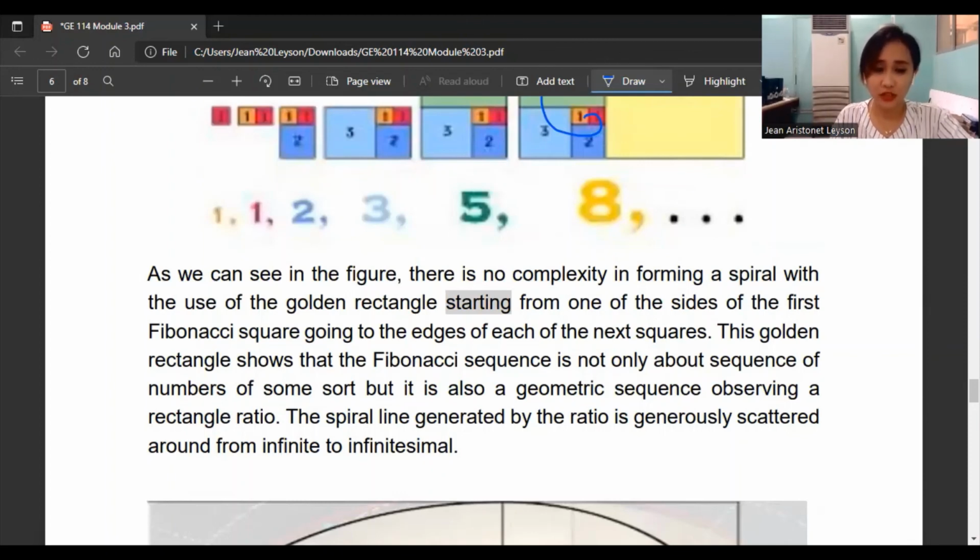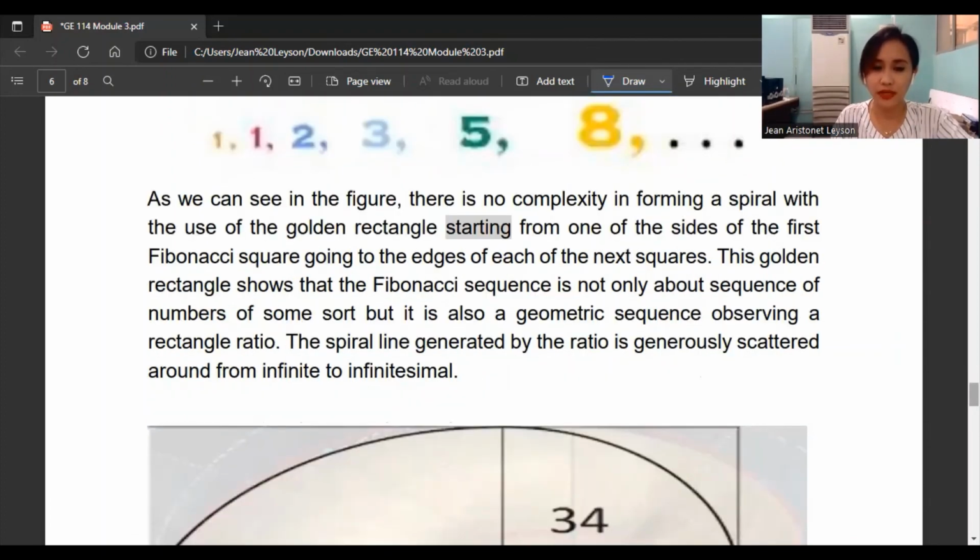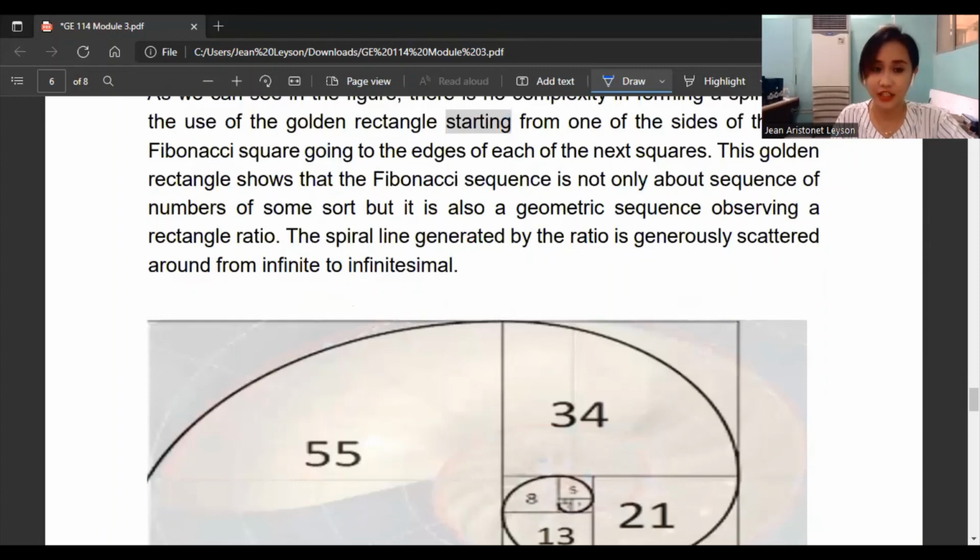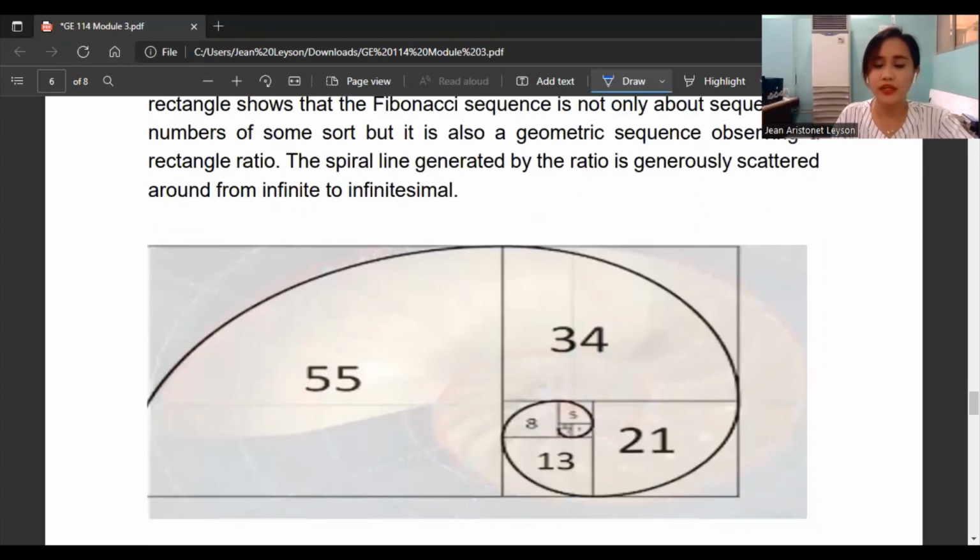This golden rectangle shows that the Fibonacci sequence is not only about a sequence of numbers, but it is also a geometric sequence observing a rectangle ratio. So the spiral generated by the ratio is generously scattered around from infinite to infinitesimal. So I know it's very small, but inside those little squares, those are 1 and 1, then 2, then 3, 5, 8, 13, 21, 34, 55, and so on. So this illustration right here, it's actually just like a shell.